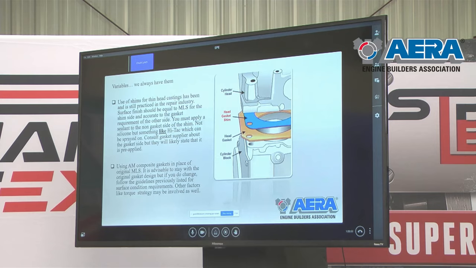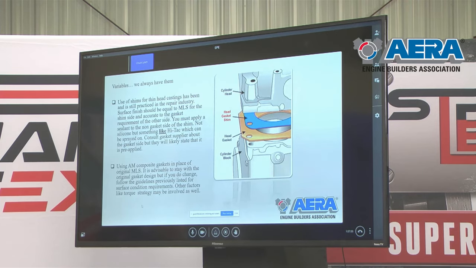And using an aftermarket composite gasket in place of an MLS gasket, it happens. In some instances, there's been a ton of research done, and they find the materials that work well. You just need to reach out to your gasket supplier and ask, what kind of surface finish requirements are you looking for? Do you apply additional sealing materials or anything of that nature? So just keep that in mind.